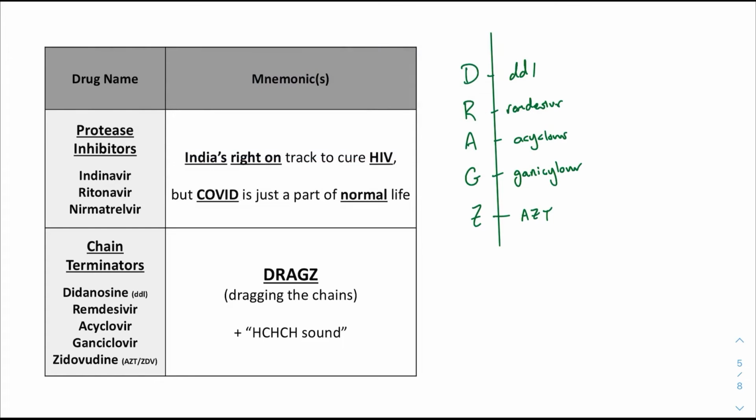Anyway, after I made this mnemonic, I realized that you can write out what all these drugs treat in another column, and you actually get a second mnemonic.